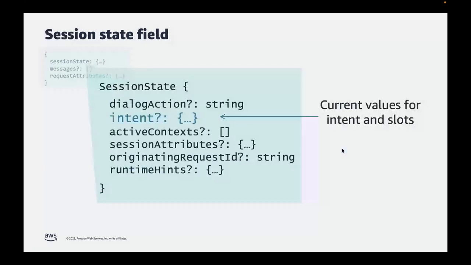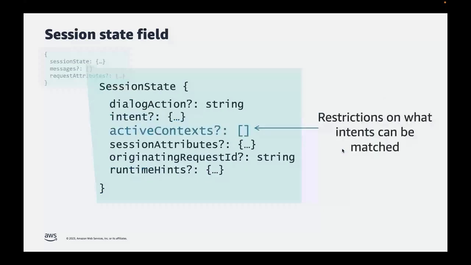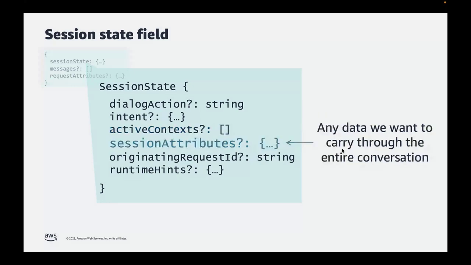Next is the current value for intents and slots. Remember, we can change this here, so perhaps based on those various transcription options or things we know outside of the bot. The active context puts restrictions on what can be matched next. So for instance, only allowing certain intents to be called if another one has been completed before it, and allows passing of data from one to the next in that case.